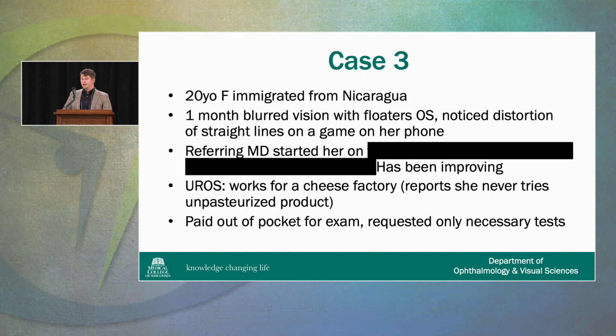Case 3. 20-year-old female immigrated from Nicaragua. 1 month of blurred vision with floaters of the left eye. She noticed a distortion in straight lines on a game that she was playing on her phone. Referring MD started her on something, and she's been improving.